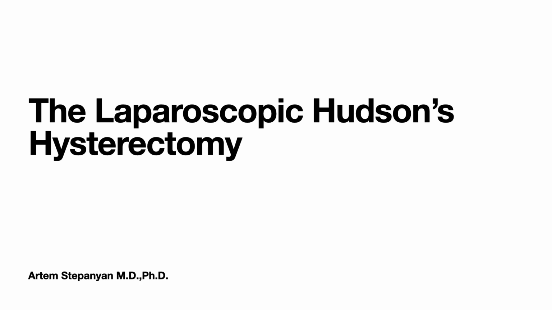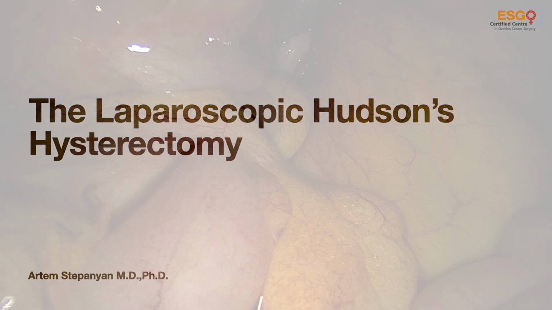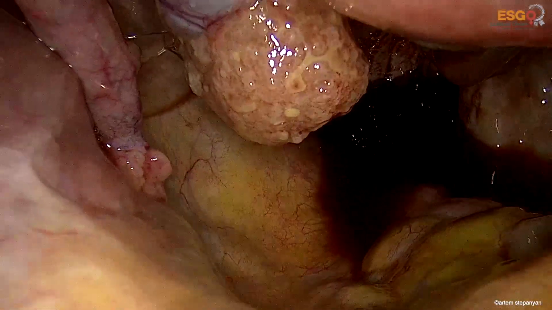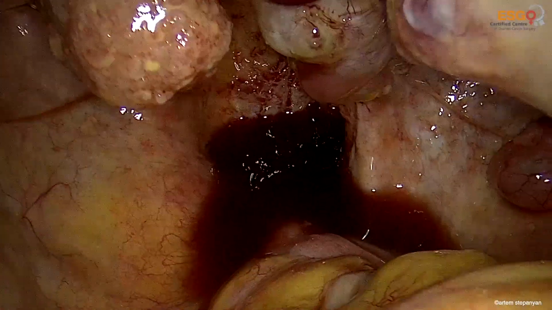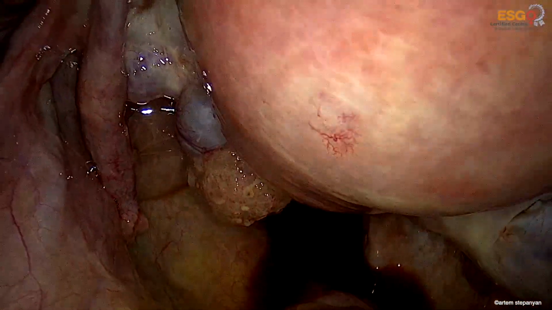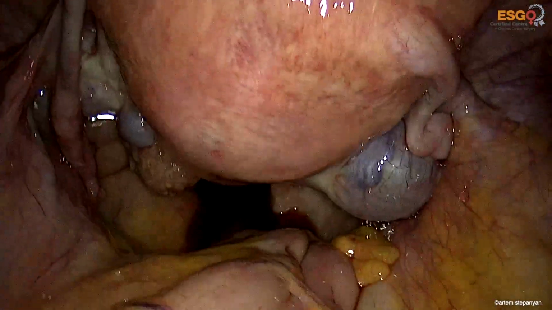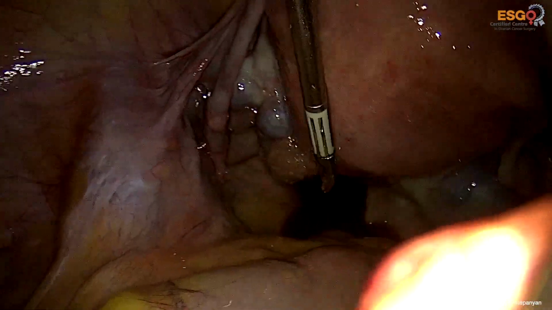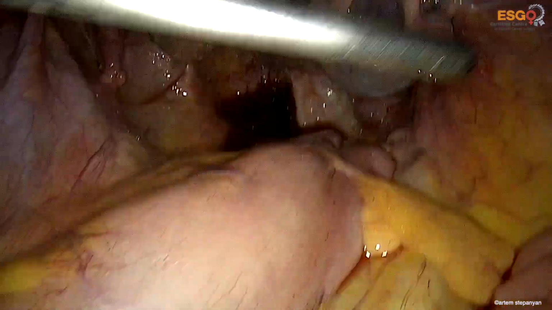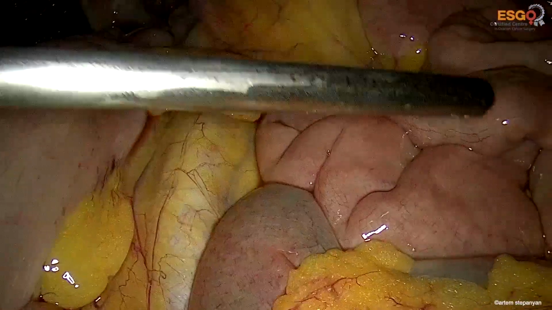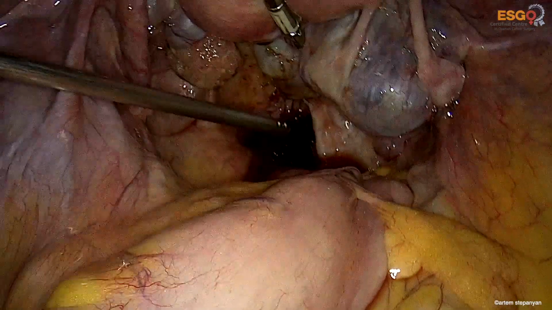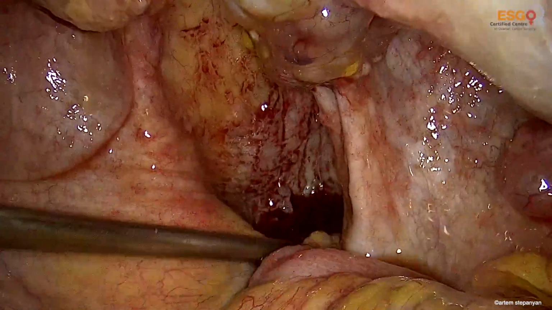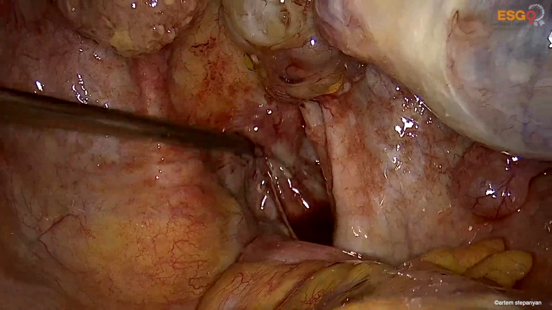Laparoscopic Hudson's hysterectomy. This is the case of a lady in her 50s with a borderline bilateral epithelial ovarian tumor. During the diagnostic laparoscopy, a piece of the tumor was sent to frozen section, and the intraoperative pathology revealed a serous papillary borderline ovarian tumor.